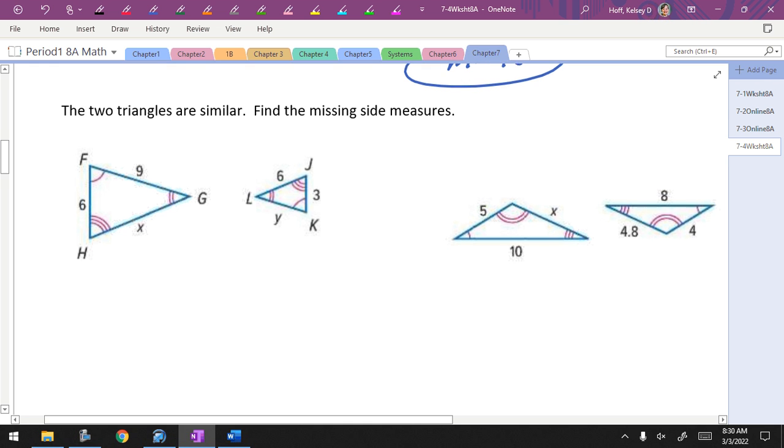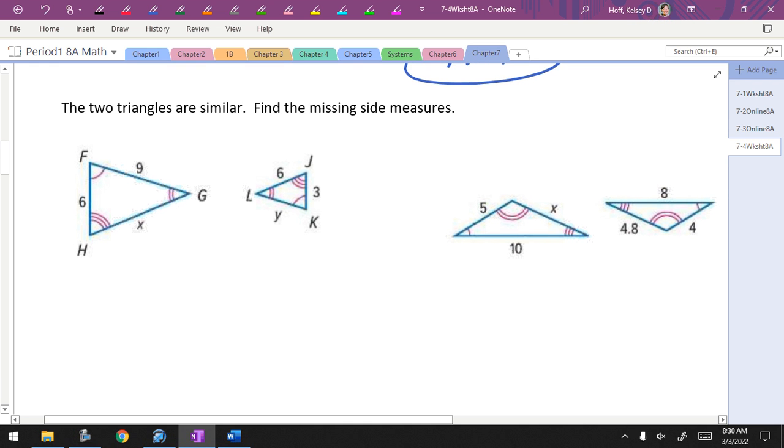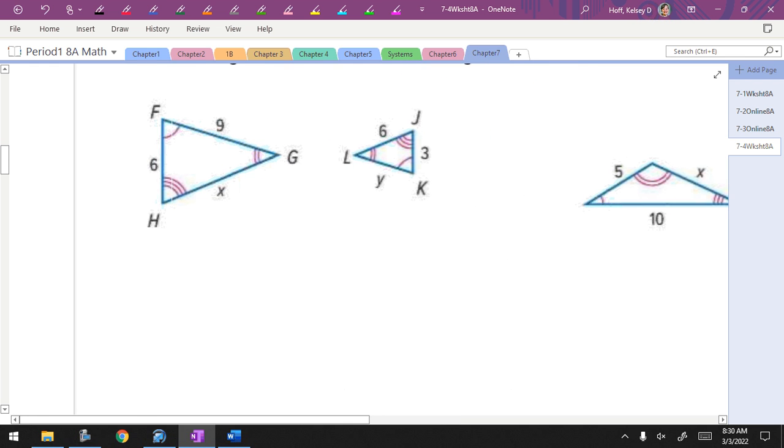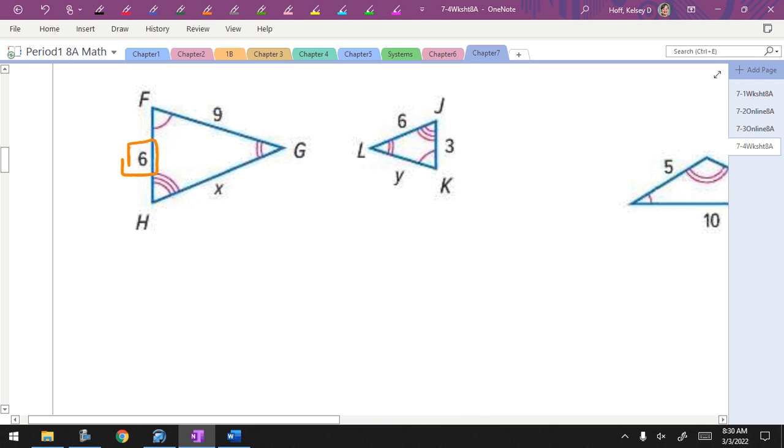Okay? Let's do it again. 2 triangles are similar. Find the missing side measures. Start on the left. Okay? Put a square around that 6. 6 is between a 1 and a 3. What number matches up with that? 3. Good job. You want to go 9 or X? Which one you want to do next? 9. Put a circle around 9. It's between a 1 and a 2.